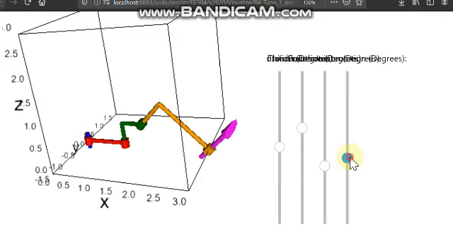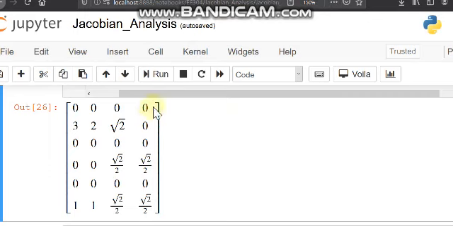Another thing worth noting is, as we make changes in theta 4, it is in no way influencing the position of O4. O4 is not executing any motion, it is not having any velocity. Therefore, in the Jacobian matrix, in the last column, first 3 rows, the values are all 0.